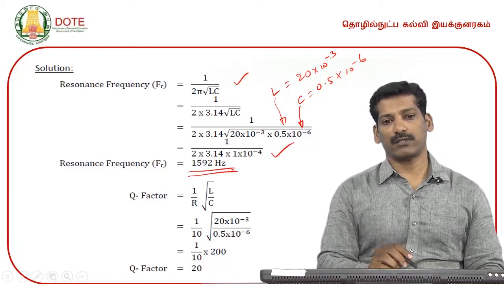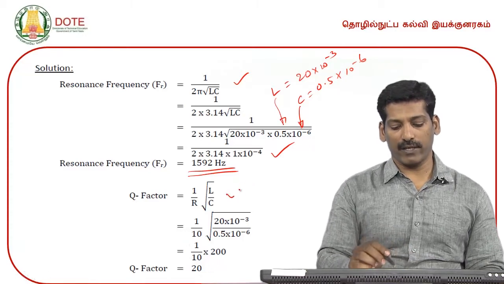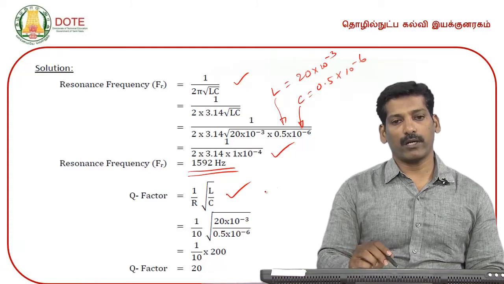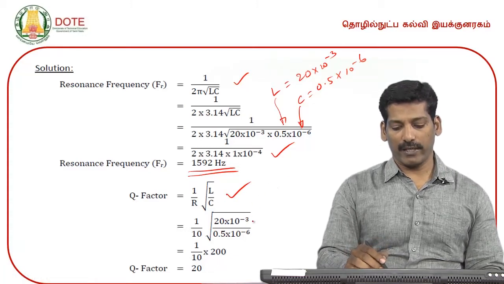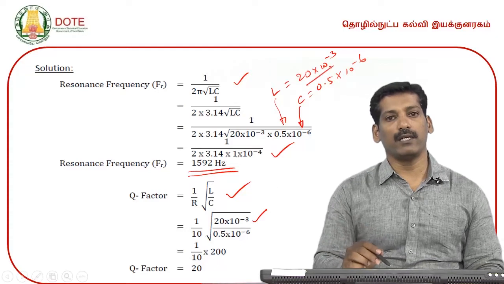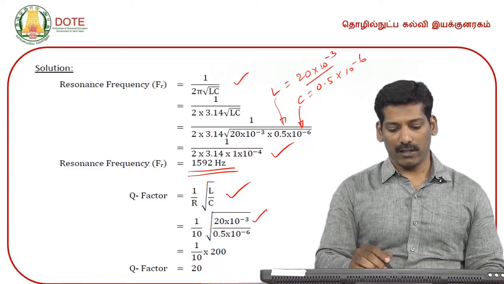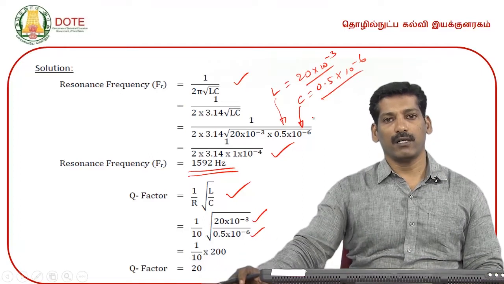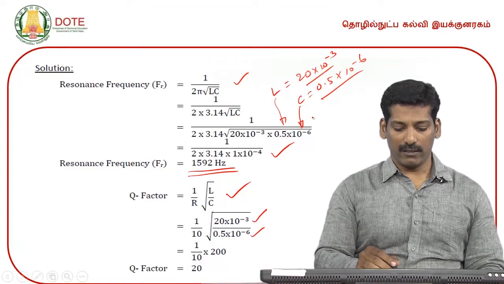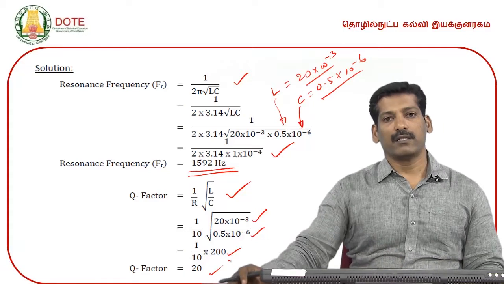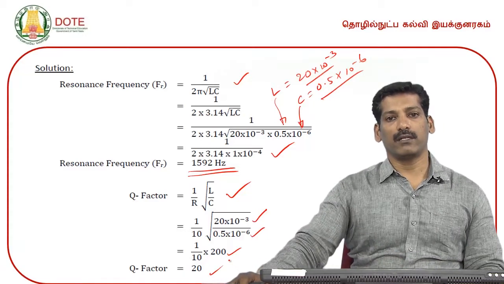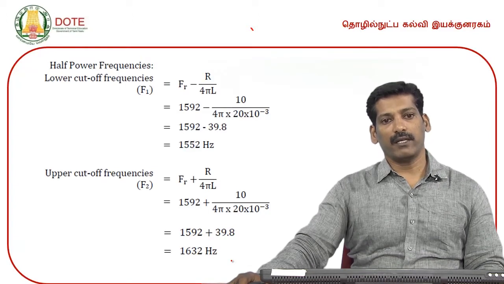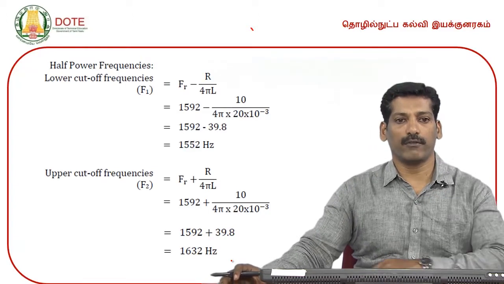Then you need to find out the quality factor. So, the quality factor formula is 1 by R square root of L by C. For L you substitute 20 millihenry, and for the capacitance value you substitute 0.5 microfarad and simplify. Finally, you get Q is equal to 20. There is no unit for the quality factor. Then how to find out the half power frequencies?